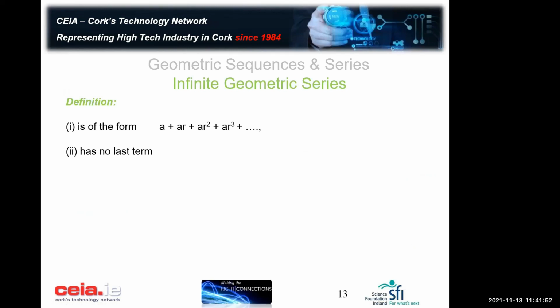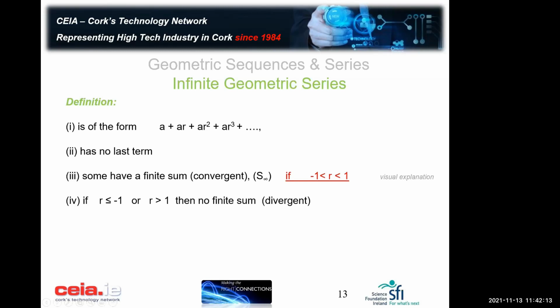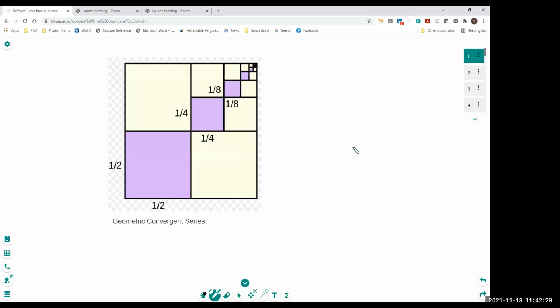So an infinite geometric series has no last term. Some have a finite sum in that they're convergent. Now, what does convergent mean? So it means the sum to infinity converges to a point, to a finite sum. I'm going to show you a visual example. So this is an example of a geometric convergent series. Look at the purple square.